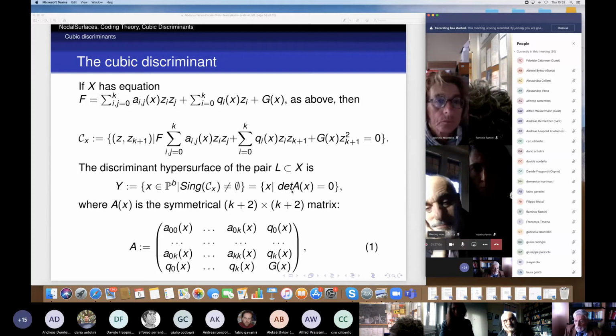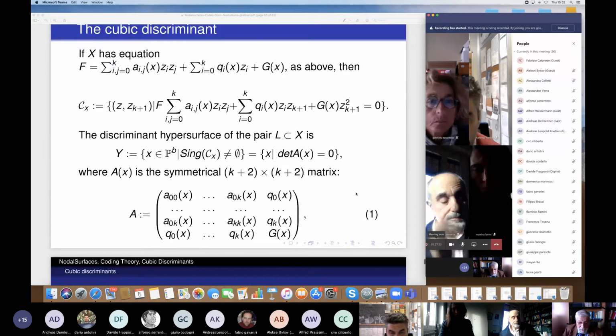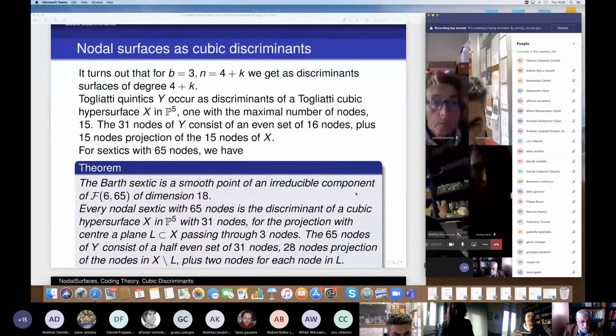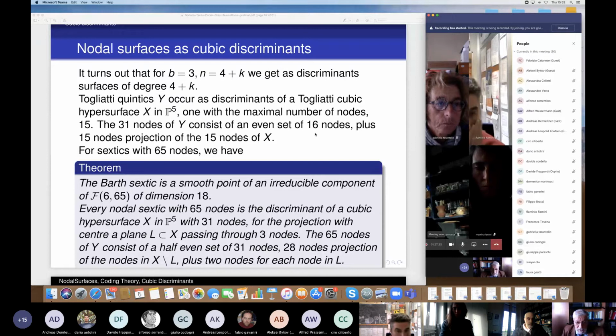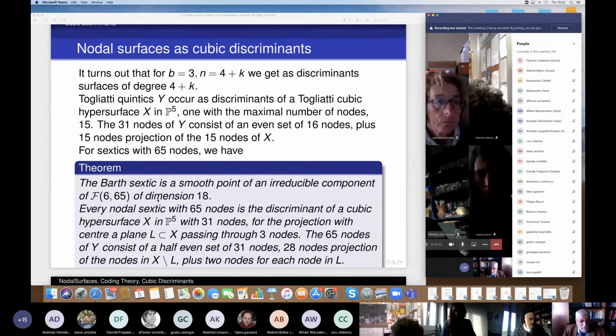So the meaning of determinantal equations where the diagonal degrees are all 1s and then 3 is just that you have taken the discriminant of a cubic hypersurface. And so Togliatti quintics are discriminants of a Togliatti cubic, one with 15 nodes in P5. The 31 nodes consist of an even set of 16 nodes plus the projection of 15 nodes. For sextics, we have some other but more complicated description.